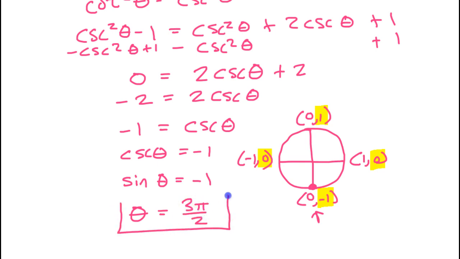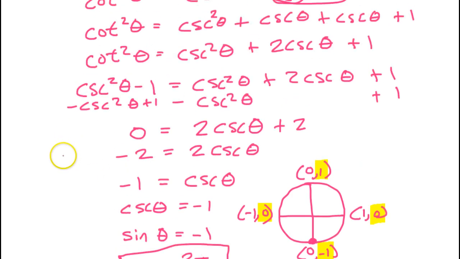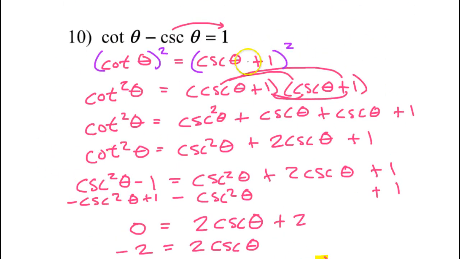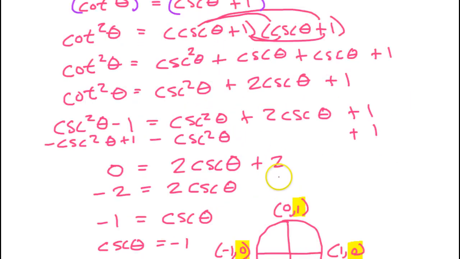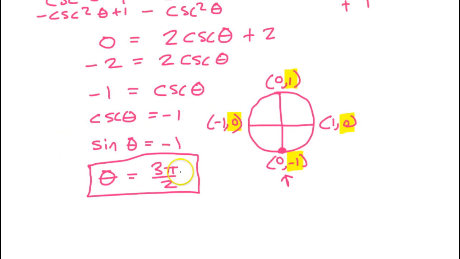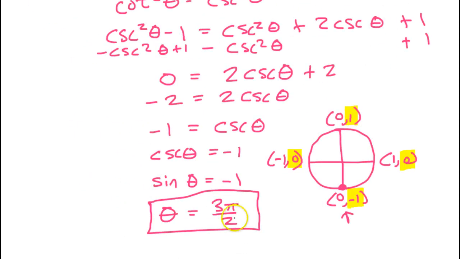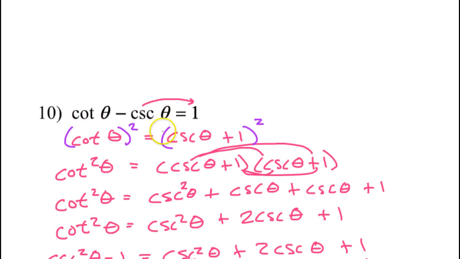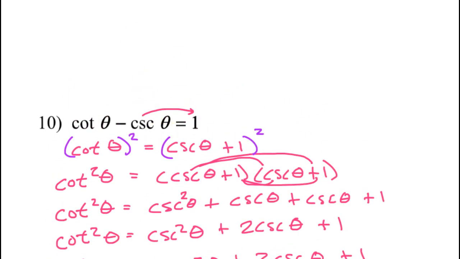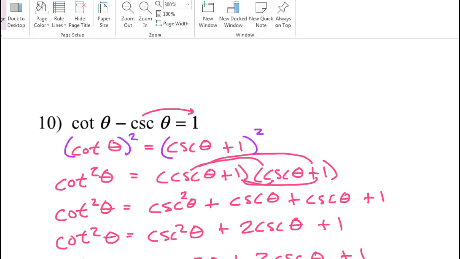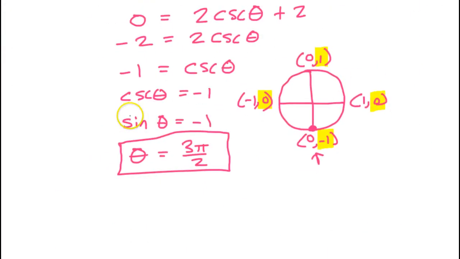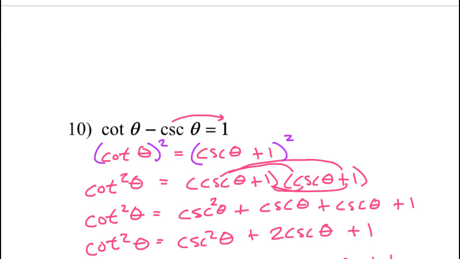Now this is probably the answer. I say probably because when we square both sides of the equation like this, sometimes we create extraneous solutions. Sometimes the solutions that we get don't actually work. So we should plug this back into the original equation and make sure that it actually works. So let's do that right now. We have 3 pi over 2, so let's see what happens if we plug it in. This is our check, and we only have to do this because we squared both sides.